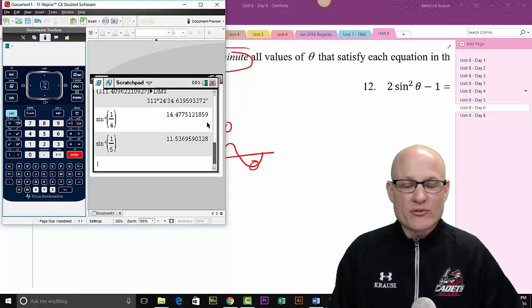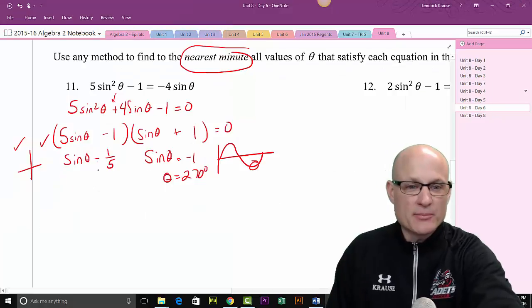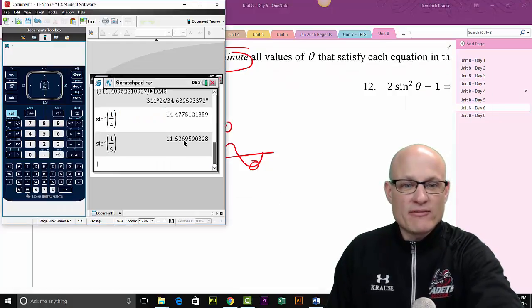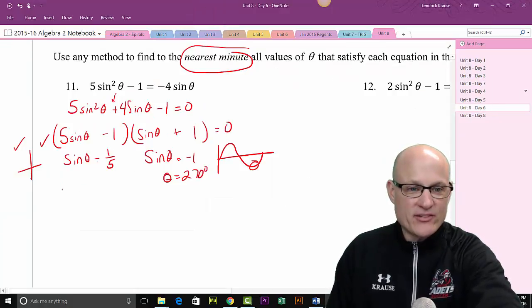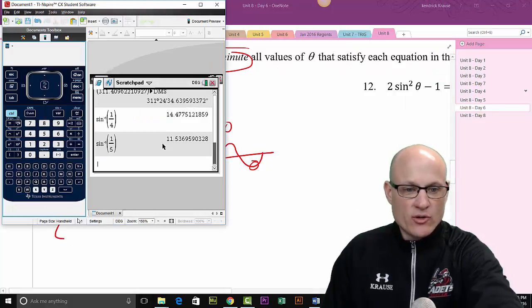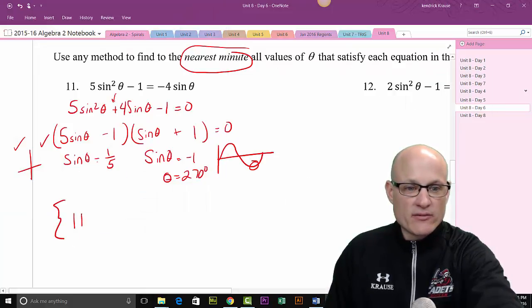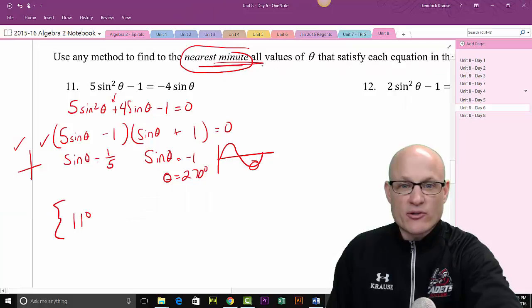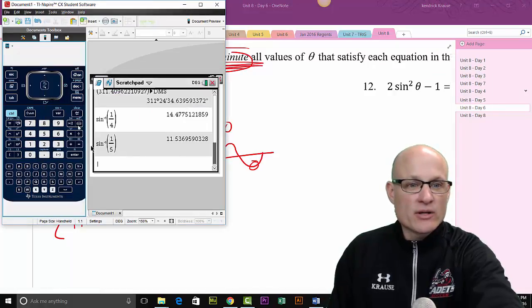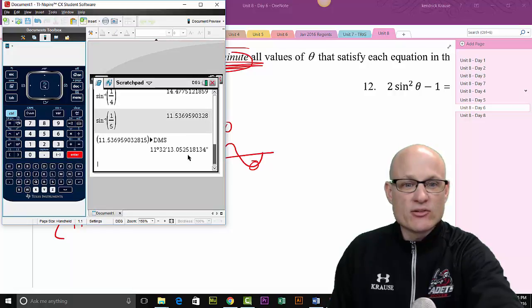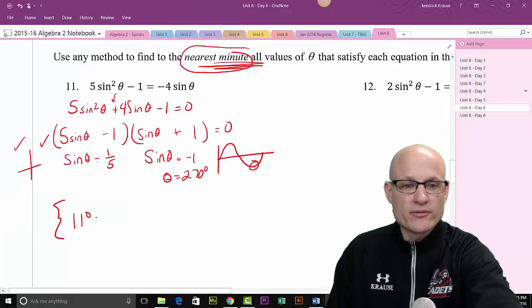And we have to round to the nearest minute. Now, is this one I want to keep? Well, this is going to give me 11 degrees. It's in the first quadrant, so yeah, this is going to be one I want. So I know it's 11 degrees something, and I have to round to the nearest minute. So I'm going to DMS it. And it's 11 degrees, 32 minutes.